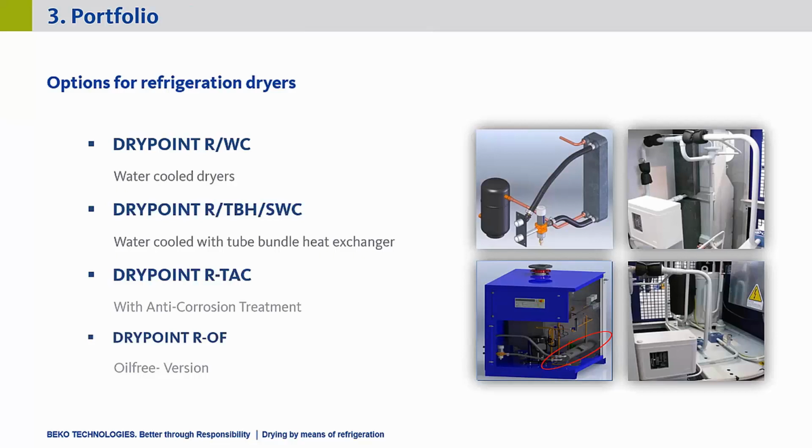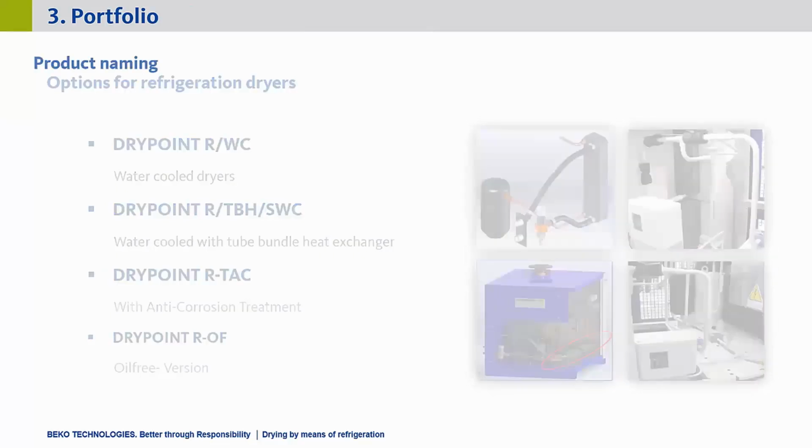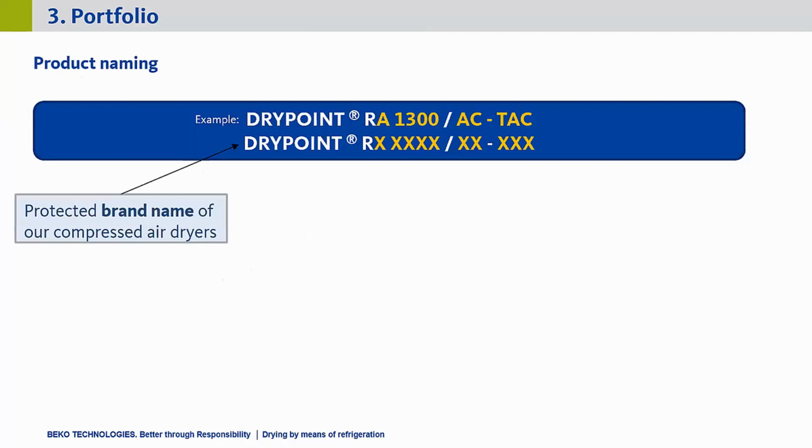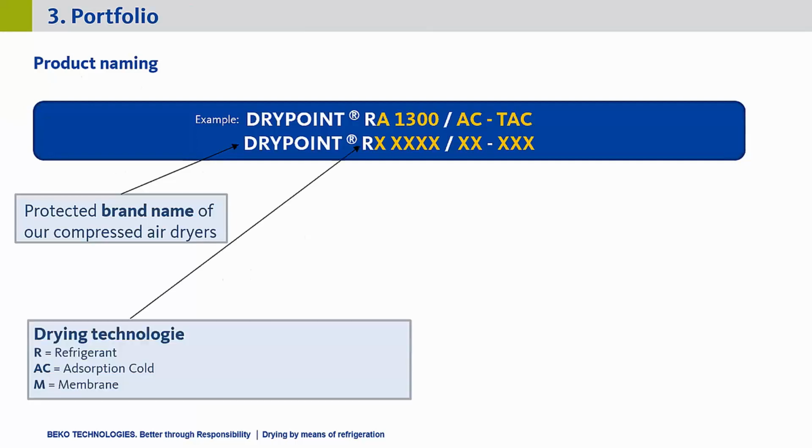So how about the naming of these products when we put the versions or the series from the beginning together with these options? Let's do this with a quick example. For example, DRYPOINT RA 1300 AC THC. DRYPOINT is always the protected brand name of Beko for our compressed air dryers. The direct next letter that you get after DRYPOINT tells you something about the drying technology, which is R for the refrigerant dryers, AC for the adsorption dryers cold regenerated, or M for the membrane dryers.